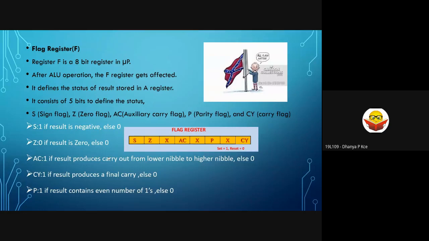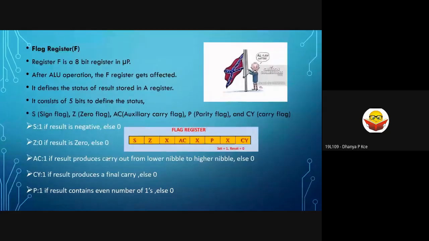The flag register consists of S. S stands for sign bit. Z stands for zero flag. AC stands for auxiliary carry flag. X denotes don't care condition. From last week we have learned this. X denotes don't care condition. Thus, a don't care condition denotes either 0 or 1 or both 0 and 1.